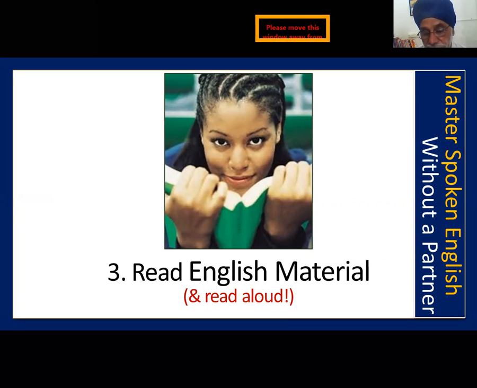If your interest is reading books on philosophy or history, please go ahead, read them, because after all, language is language. Only context changes, language does not change. So, the third step to learn spoken English without a partner is: read English material of your choice and read it aloud. Let your voice go into your mind through your ears. That's all.